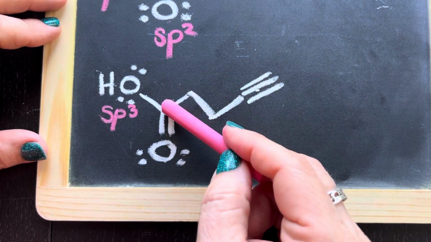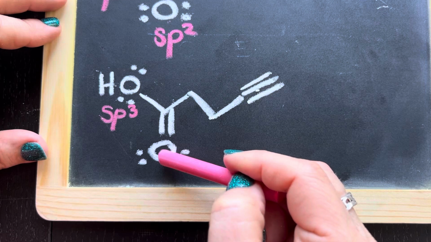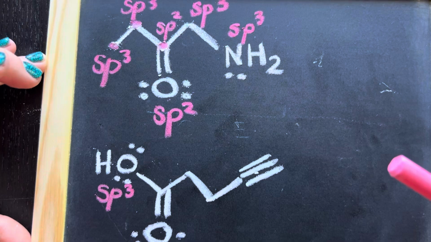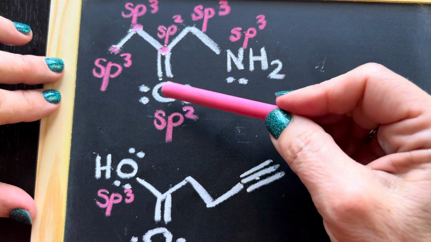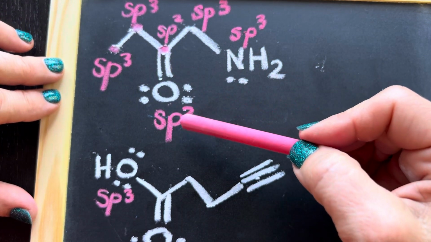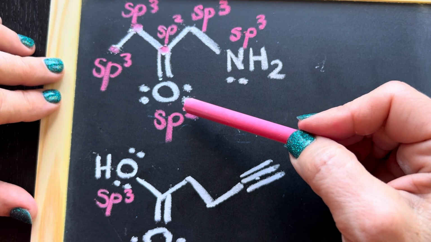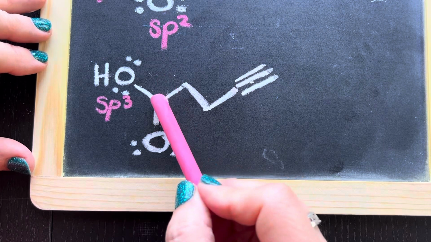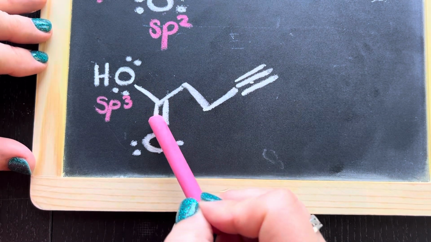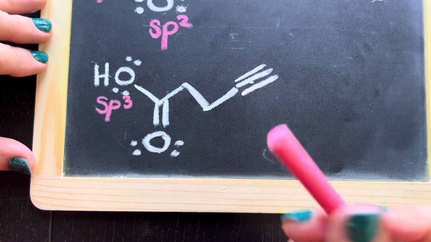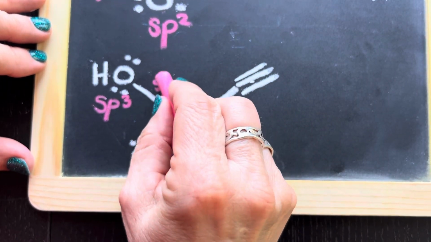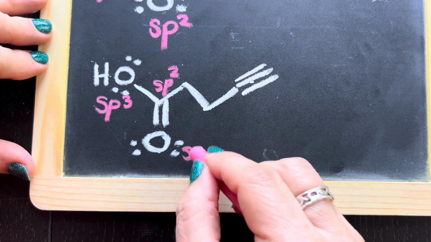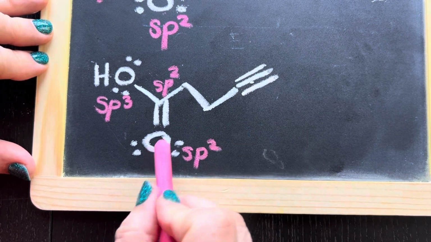Meanwhile, this carbon and this oxygen is exactly what we saw up here, right? Carbon, oxygen. We decided those were sp2, where we've got 3 sigma bonds and 1 pi bond. sp2 for that carbon, and sp2 for this oxygen.